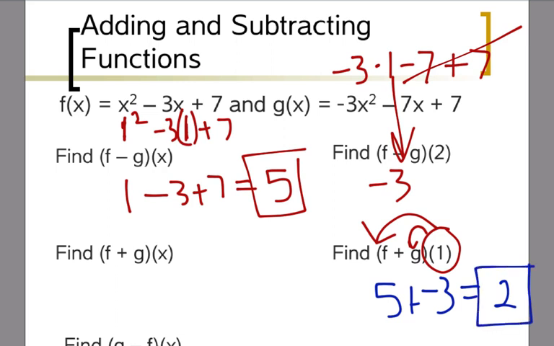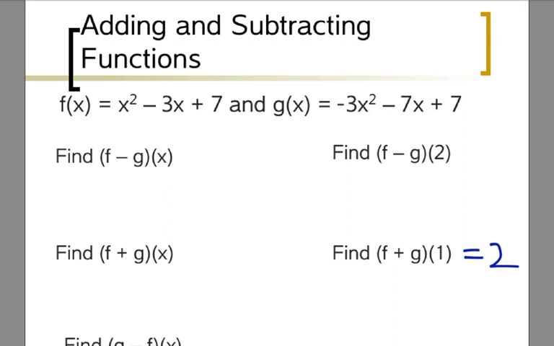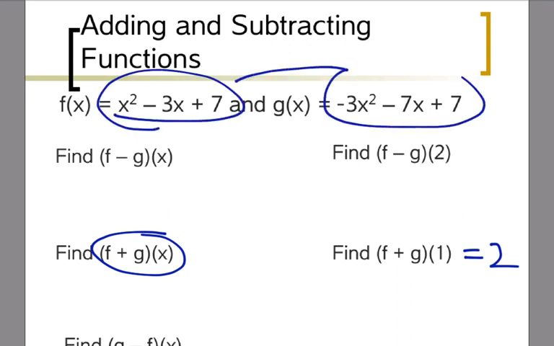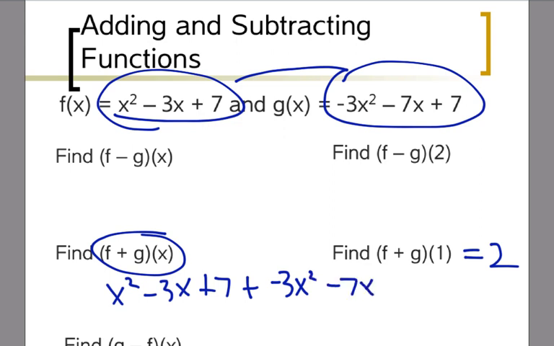And I'll check that once I do my f plus g of x over here off to the side, and I'll plug in at the end, and you'll see that the answer is still 2. Okay, so now I erase to save space, and it says do f plus g of x. So I take my f equation, and I just have to add it to the g equation. So I just rewrite this to be x squared minus 3x plus 7, and then I have to add negative 3x squared minus 7x plus 7.